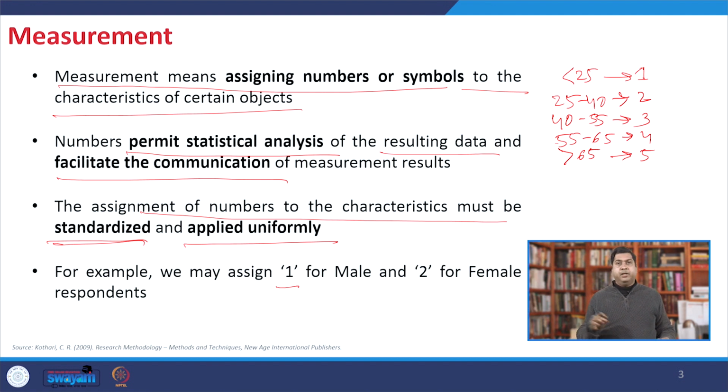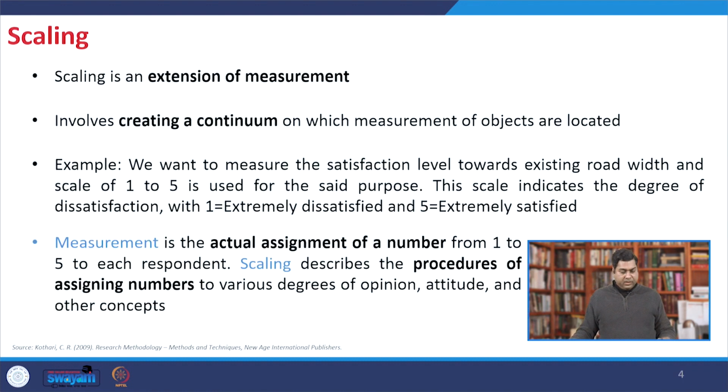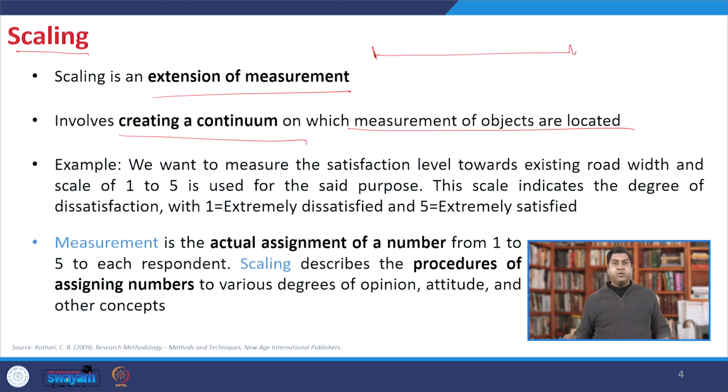In such cases, this will definitely help to generate the frequency, and other kinds of analysis that we perform. Now coming to scaling. Scaling is an extension of measurement. It involves creating a continuum on which the measurements of objects are located. So we define a particular scale and then we try to measure it.